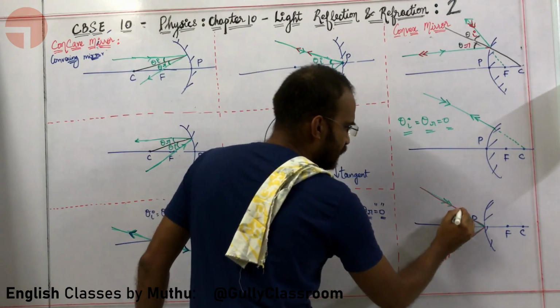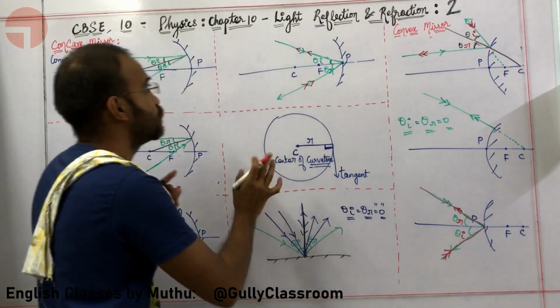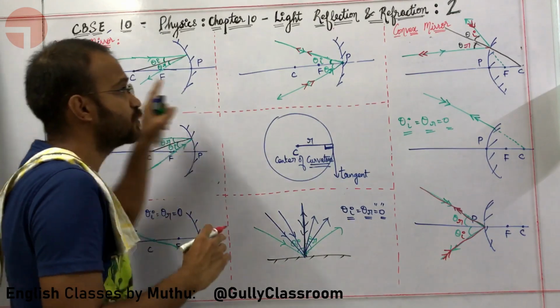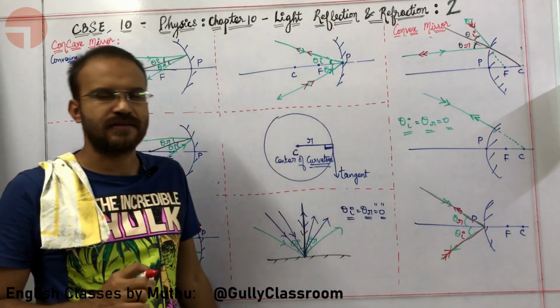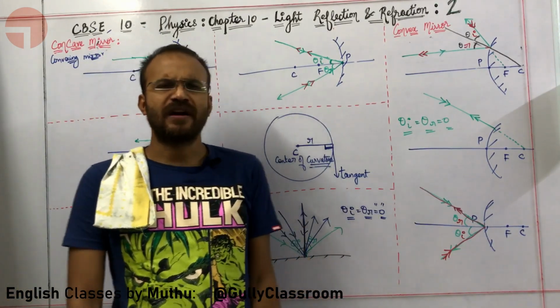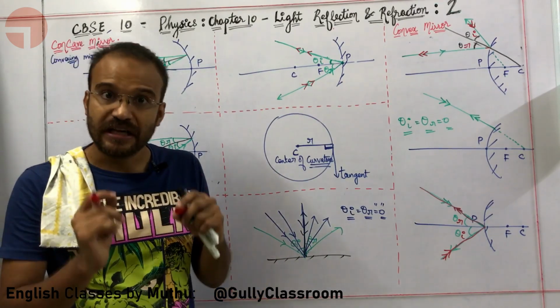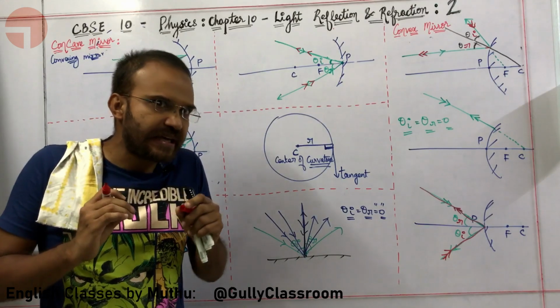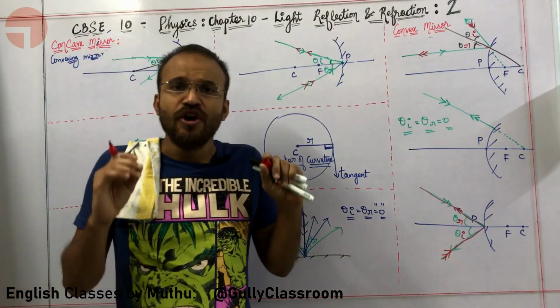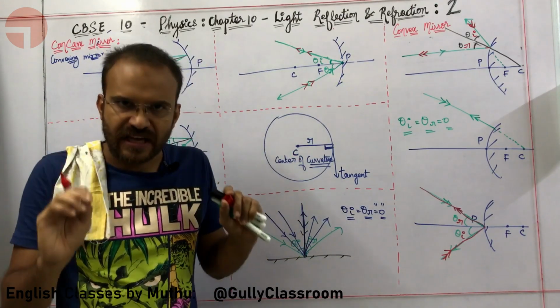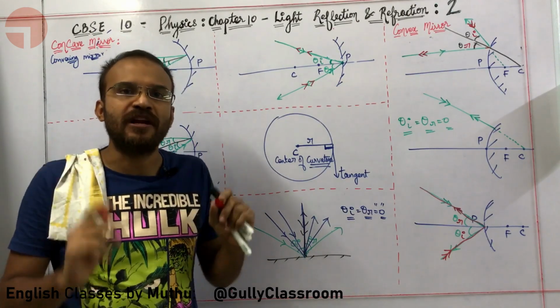Are you able to understand what is happening with respect to reflection of light in a concave mirror and a convex mirror? Okay sir, I am able to understand this. Right. Now you might have a doubt here. What doubt, sir? The doubt is: how many light rays are needed in order to form an image? The minimum number of light rays needed to form an image is 2.